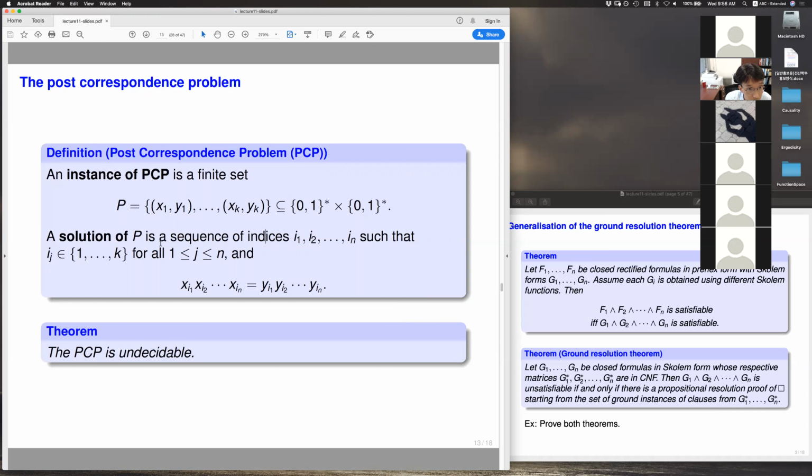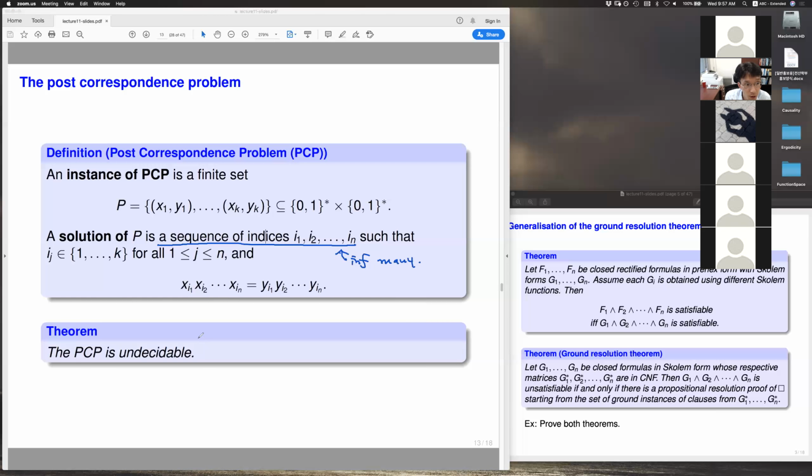the possible set of sequences, so it's a sequence of indices, there are infinitely many of them. So it's not entirely obvious whether there is an algorithm that can come up with this sequence of indices or check the existence of such a sequence of indices. And it turns out there's no algorithm at all. And this is a known undecidable problem.